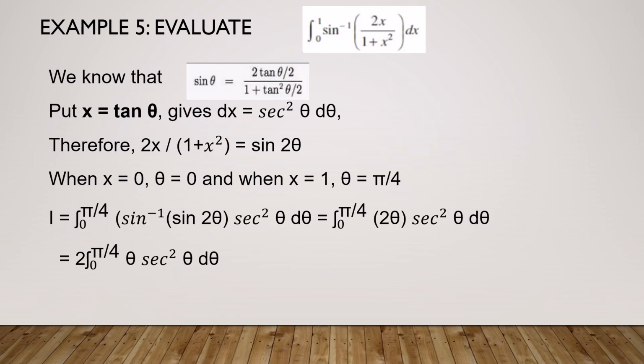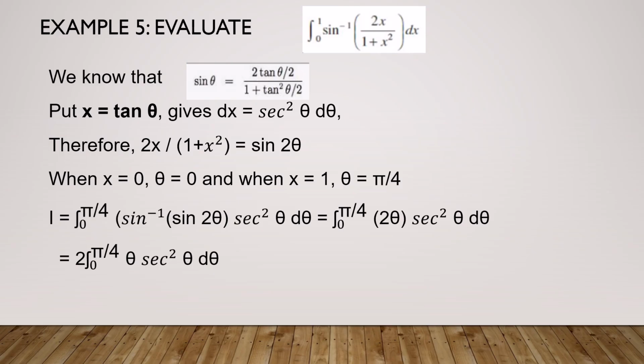Next example, evaluate the integral from 0 to 1 of sine inverse of 2x upon 1 plus x square dx. Now remember, whenever you have an inverse function like sine inverse, try to convert it into the form sine inverse of sine, because sine inverse of sine of theta will become theta. Second thing is, since it is 2x upon 1 plus x square, you can use the trigonometric formula sine theta is equal to 2 tan theta by 2 upon 1 plus tan square.